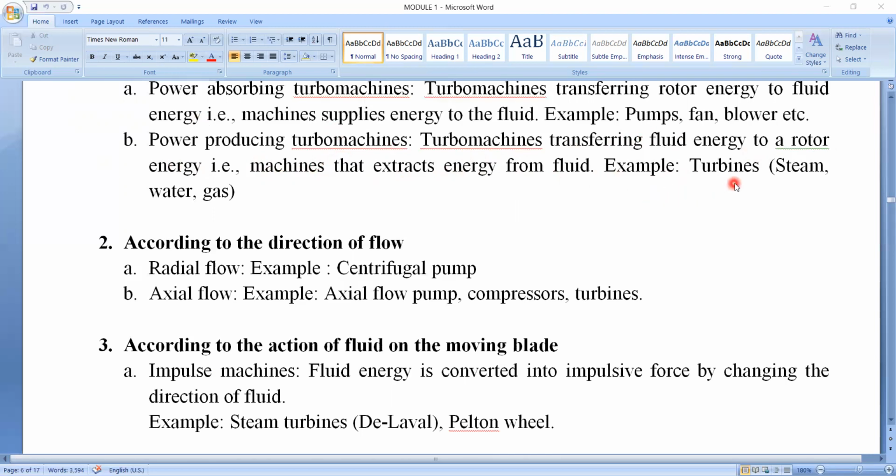The best examples are turbines. Turbines are the best examples of power producing turbo machines, like steam turbines, water turbines, gas turbines, etc. If we consider the example of a water turbine, it is a device which converts fluid energy, high pressure or high kinetic energy, into mechanical energy, which is of course in the form of rotation. All types of turbines come into the category of power producing turbo machines.